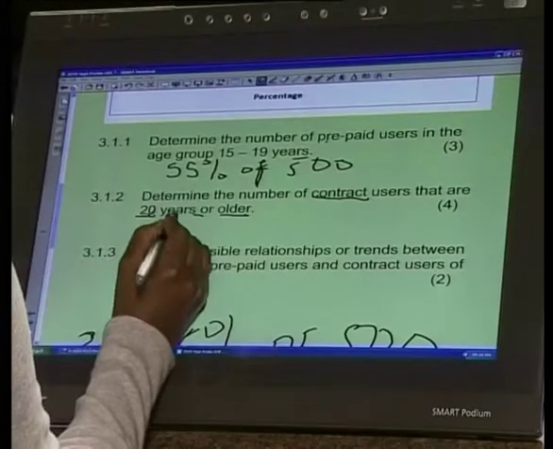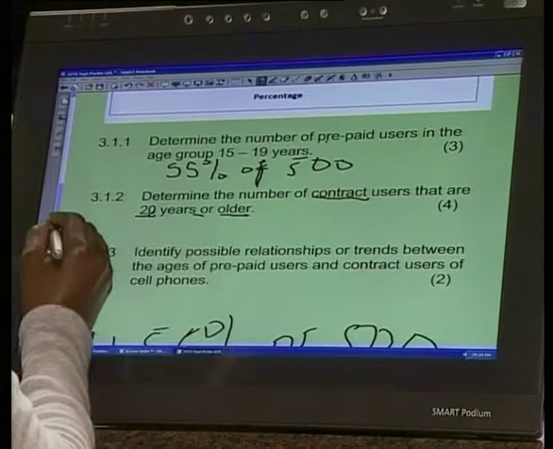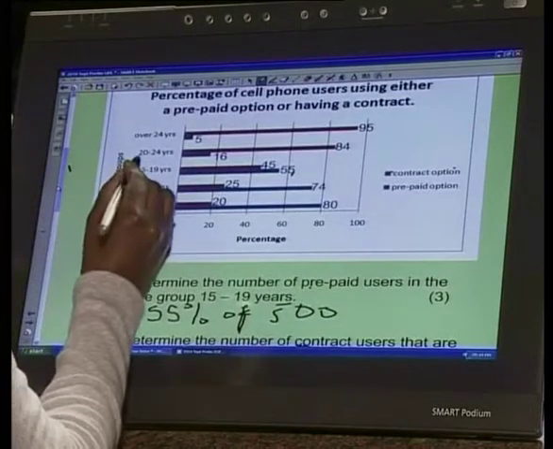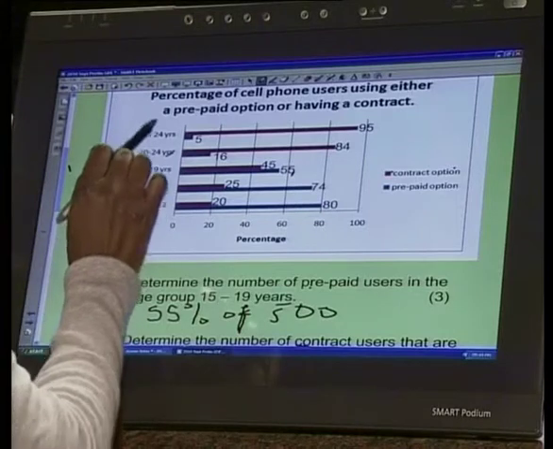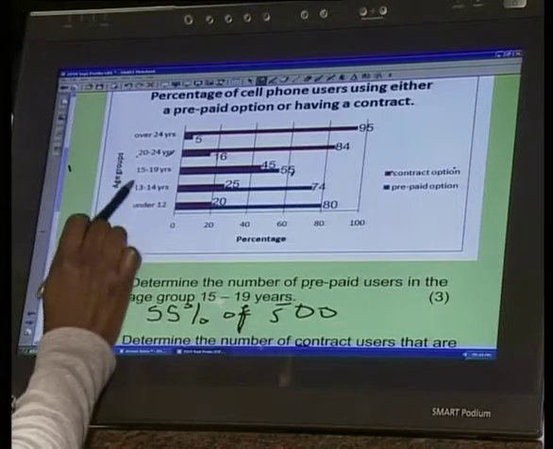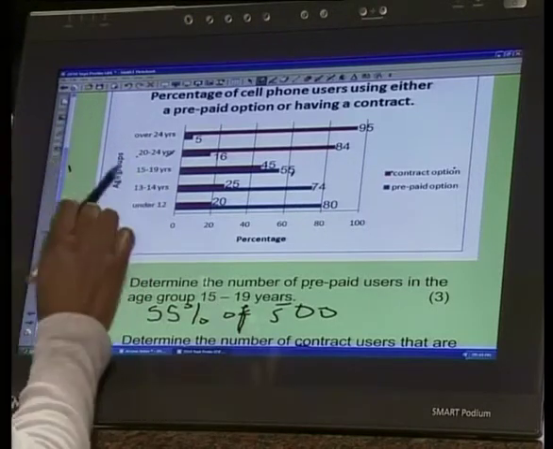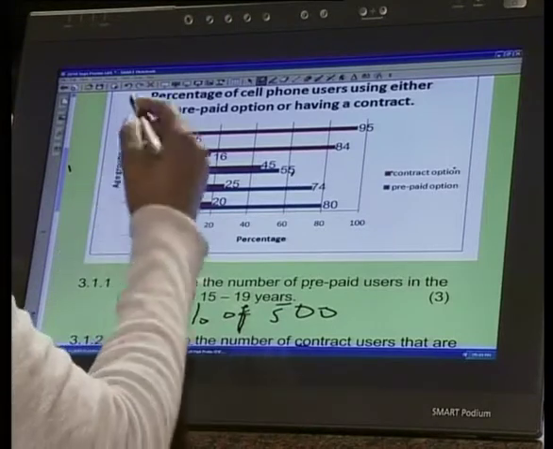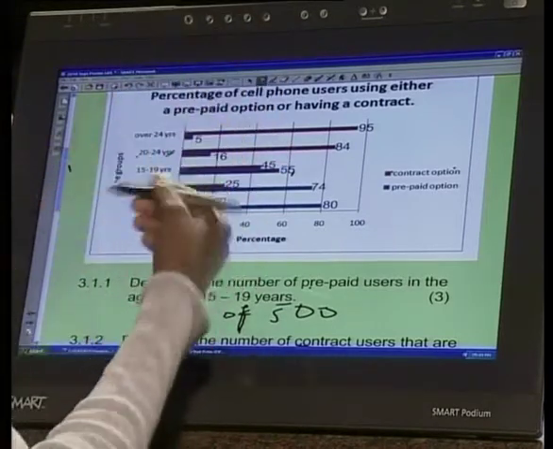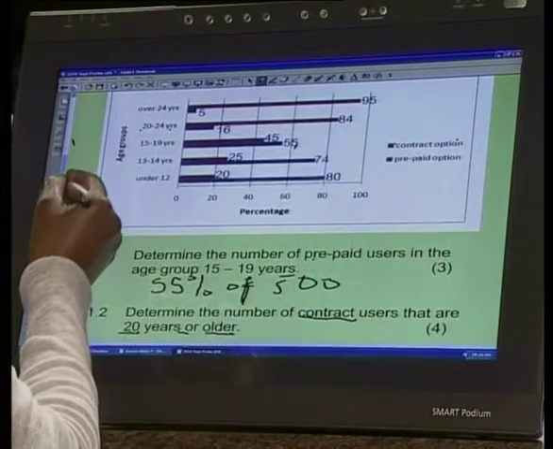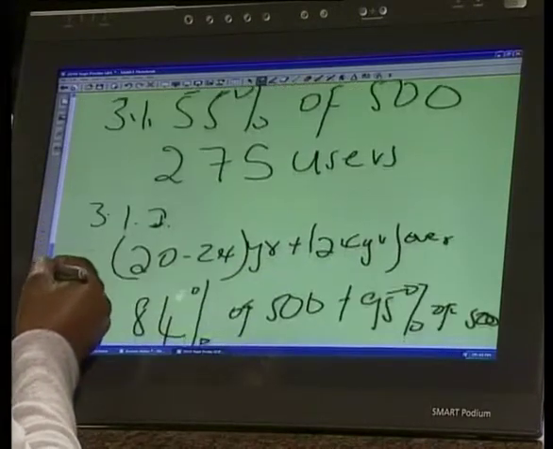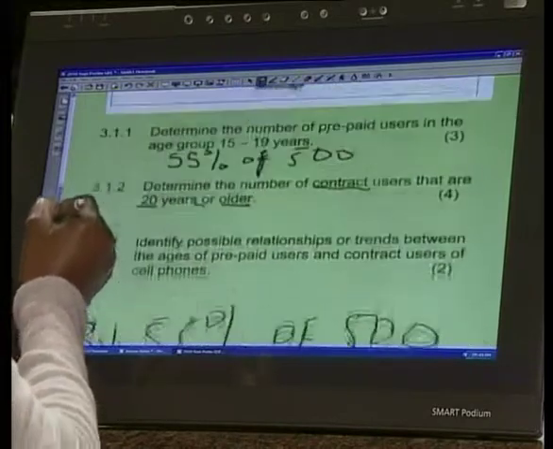Remember, 20 years or older. The mistake that learners do, they'll just answer using this one. Remember, you must also go to that one because it's above 24. Why am I not going to 15 to 19? Because the question was saying 20 and above. So a person who's 25 years old is above 20 years. So you must always, always remember that. It is very, very crucial.